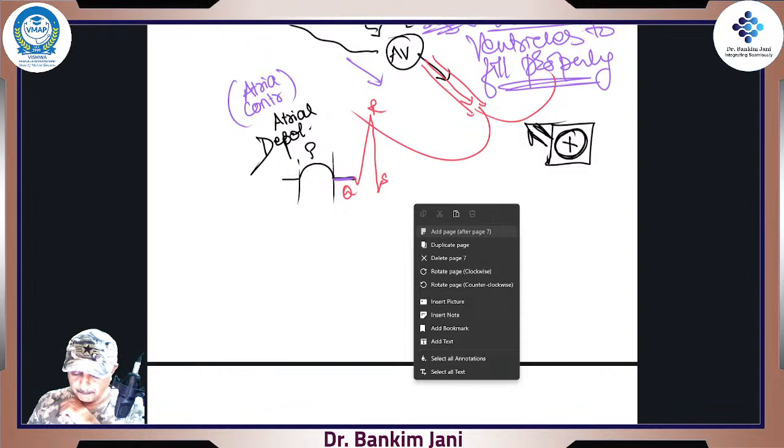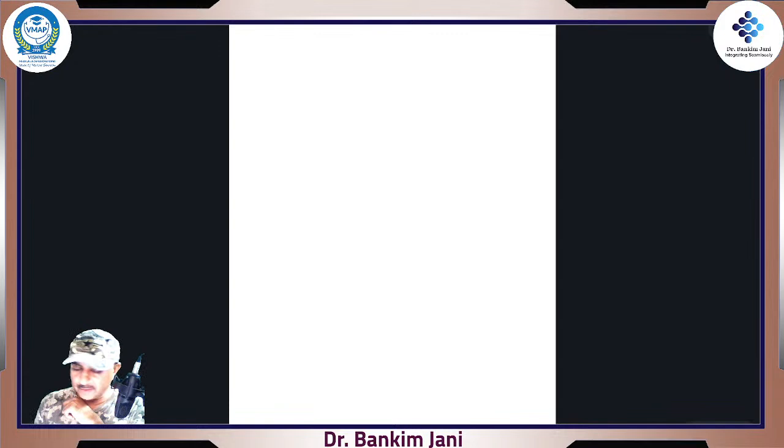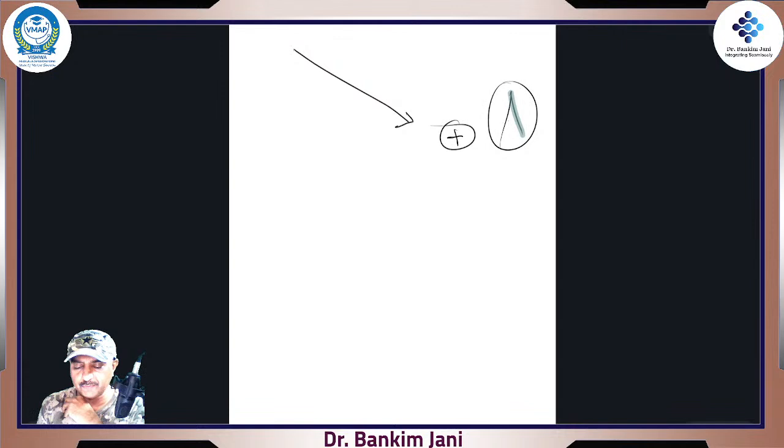If we say that the current is moving towards the electrode, now no one would ask this question as such. But it's very interesting for the ECG. When the current is coming towards the electrode, that means it has to be positive. It has to be positive. Positive deflection.